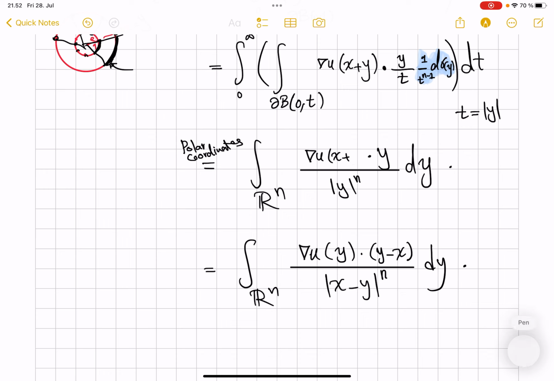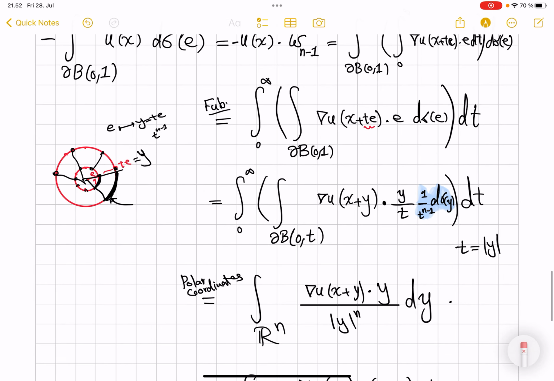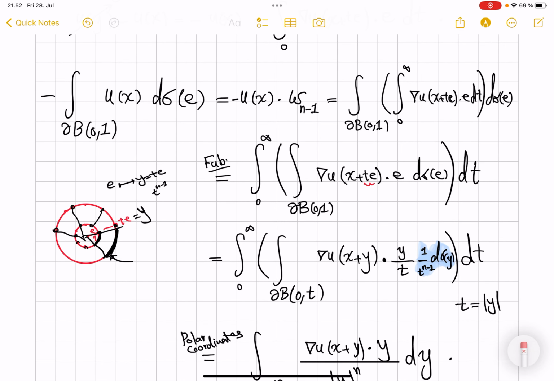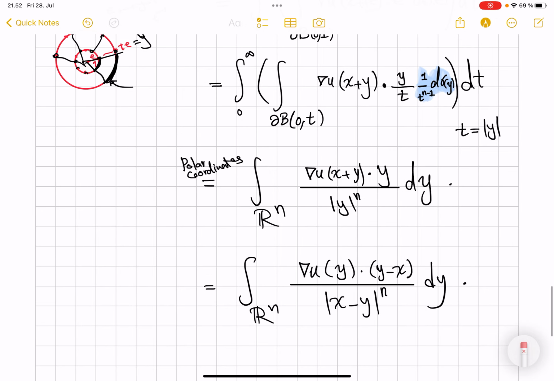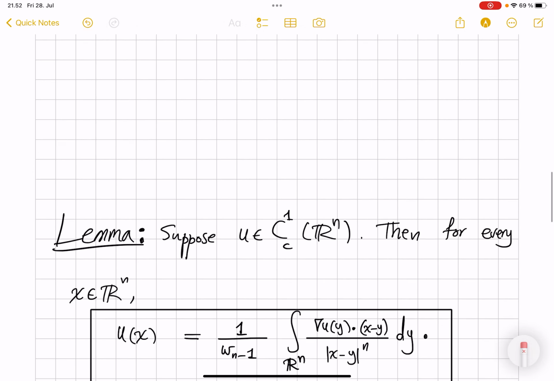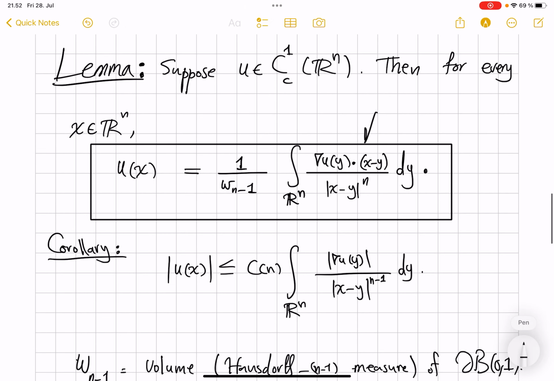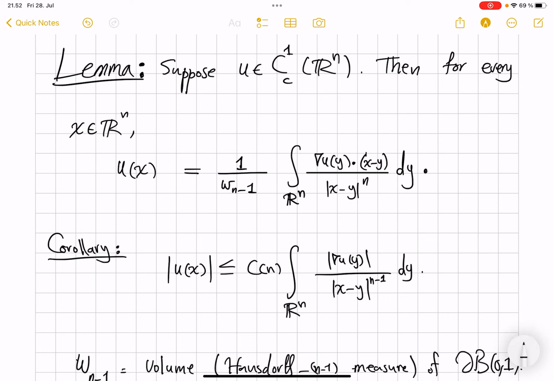Again, this variable and this variable cover all of Rn, and the difference is a shift by negative x, which is true also for the ones in the next one. And this is exactly the lemma we wanted. Remember, there is a negative sign right here, which turns this y minus x into x minus y. And also there was this volume times u of x, so you divide, and there you go. So that's the end of the proof of this one.